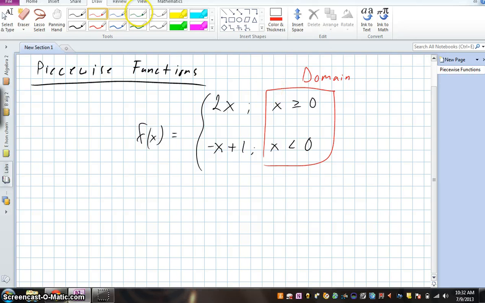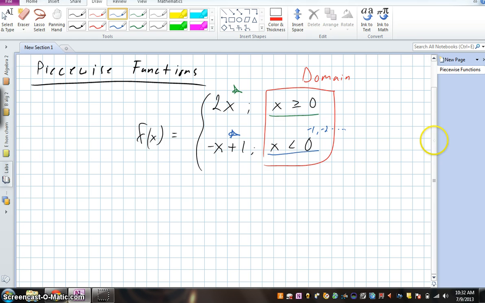Now, let's use green. What this one is saying is that for this equation, for 2x, the only x's you can use must be greater than or equal to 0. So, 0, 1, 2, all the way to infinity. And in blue, what this one is saying is that for the second equation, the only x's you can plug into that formula must be less than 0. So, negative 1, negative 2, on and on and on. So that's how this works. Again, the domain tells you what x's you can plug into the equation.